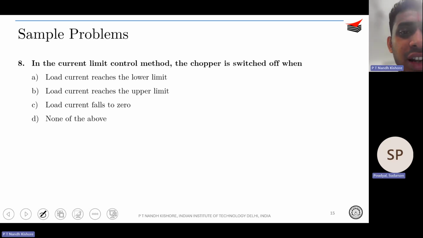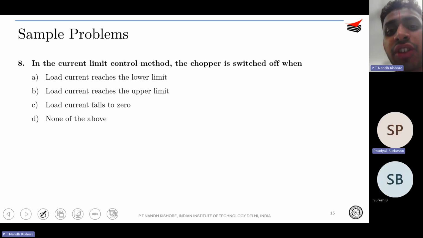Okay. In the current limit control method, the chopper is switched off when dash. Load current reaches the lower limit, load current reaches upper limit, load current falls to zero, none of the above. Okay, so again, this is a current limit control, which means that your current is going to be controlled anywhere between Imin and Imax. Correct? So the chopper is switched off when what?